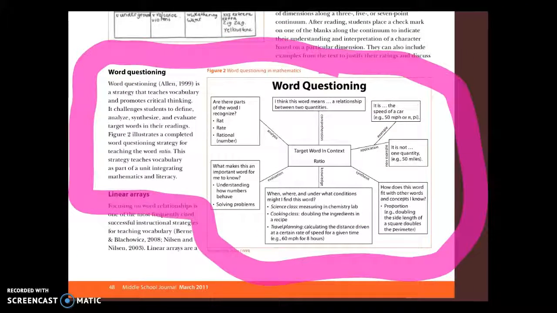One strategy that I found interesting in the middle school journal was word questioning. Word questioning is where students have a template and they fill in the missing information. This is one way that they can build on the meaning that they already have for a word and even create meaning from a word that they've never heard before.